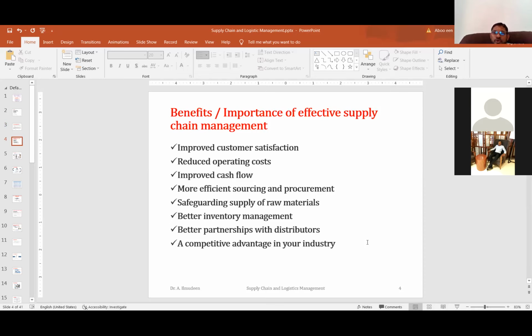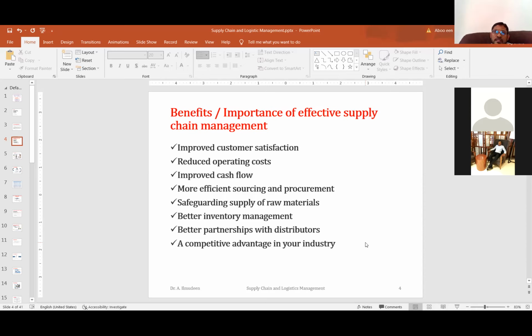So what are the benefits? So importance of this supply chain management system. What are the benefits of this supply chain management system for a business organization? This supply chain management system will improve the customer satisfaction, because of the timely delivery of finished goods to the end users or customers. So our customers will be satisfied with the delivery of goods and services. If there is any delay in the distribution, the customers are waiting for a long time to get our product and services, so they will be dissatisfied. So the effective supply chain management system will improve the customer satisfaction.